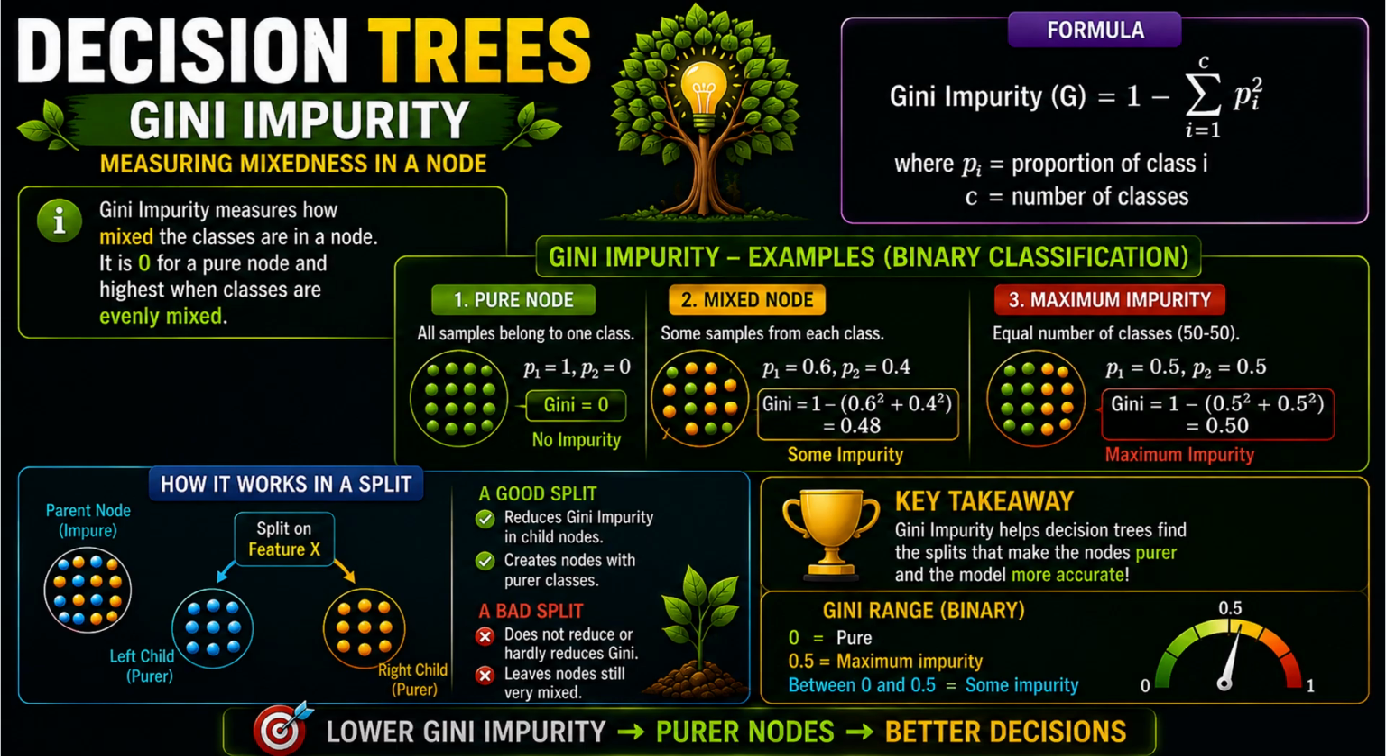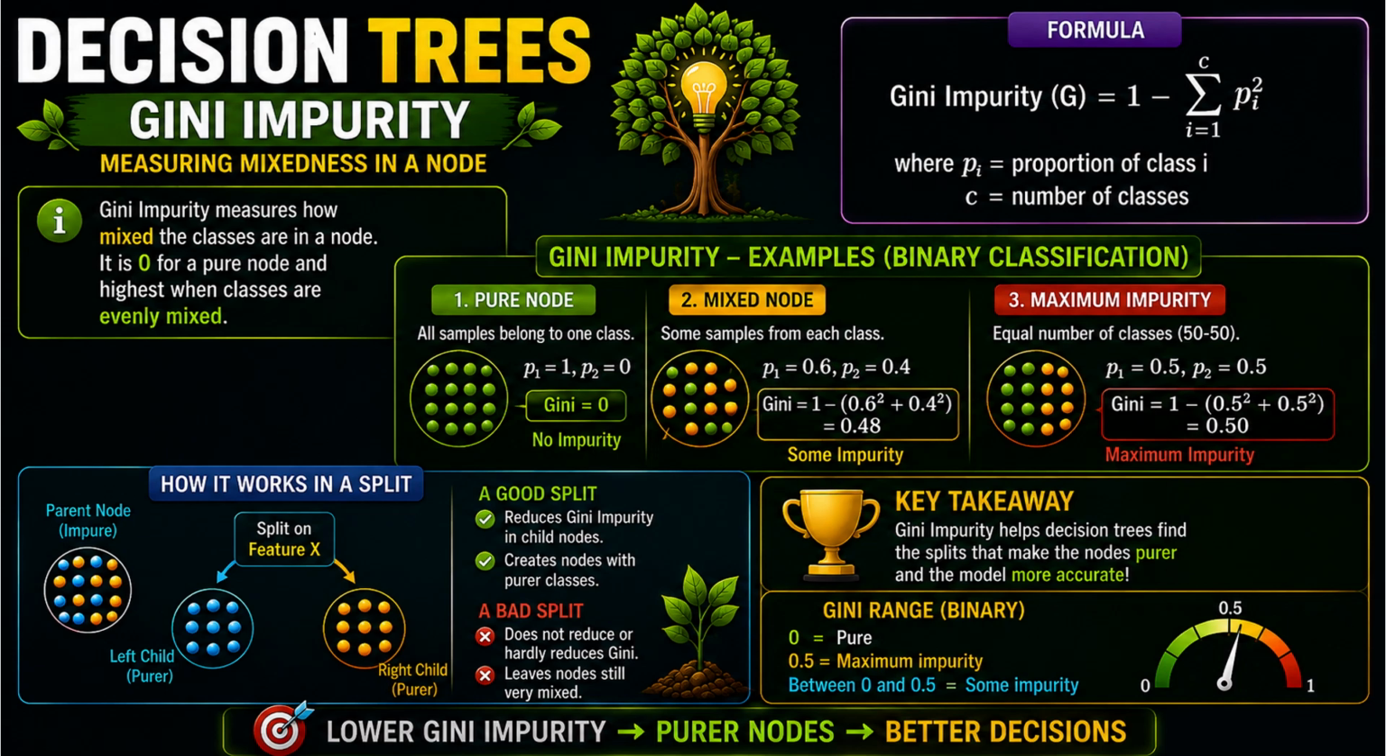Gini impurity measures how mixed the classes are in a node. It is 0 for a pure node and highest when the classes are evenly mixed. The Gini impurity formula is given here: 1 minus the sum from i equals 1 to C, where C is the number of classes, of Pi squared, where Pi is the proportion of class i. So if all samples belong to one class, Gini is equal to 0.